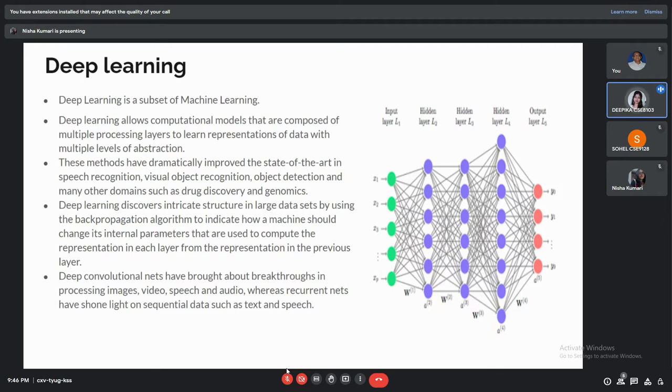Deep learning discovers intricate structure in large datasets by using the backpropagation algorithm to indicate how a machine should change its internal parameters that are used to compute the representation in each layer from the representation in the previous layer. Deep convolutional nets have brought about breakthroughs in processing images, video, speech, and audio, whereas recurrent nets have shown light on sequential data such as text and speech.